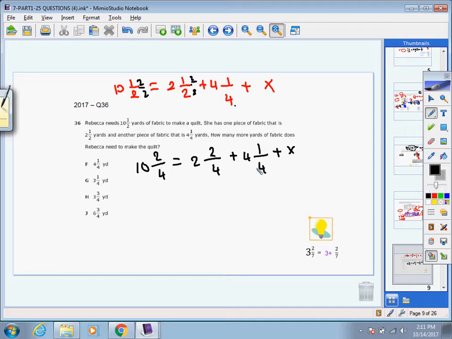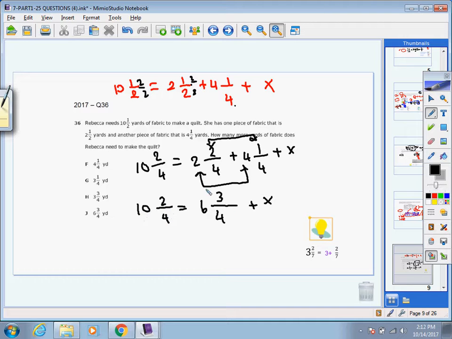When I have them in the same form, I'm going to add the whole parts to each other and the fraction parts by themselves. So I'm going to have 2 plus 4, which is 6. The fraction part will be 2 plus 1, which is 3. The denominator is the same. Plus something as a fraction will give, we need to have 10 and 2/4.